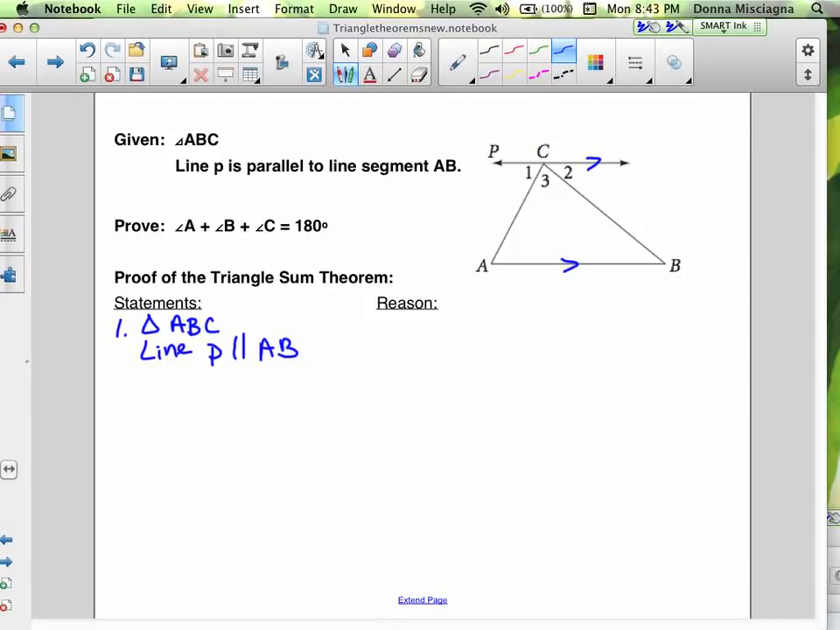And I'm going to use that to just abbreviate that. And of course, that was a given. It's right there up on the top, right next to the words given. Right? That was pretty easy to figure out. All right. So what else can I say about this triangle?